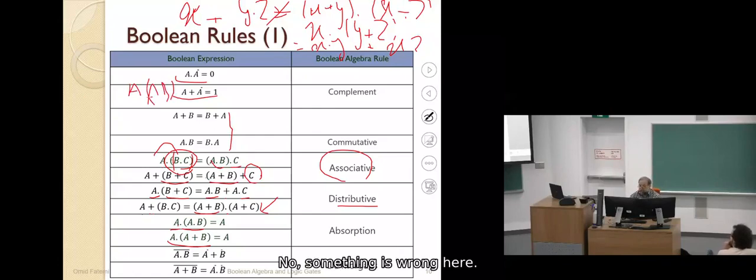No, something is wrong here. A times AB, no, it is not correct. Something is right: A plus AB. Okay, I made it wrong. A plus AB, and the dual would be A times A plus B. So let me write it very well. These are very important: absorption. A times A plus B.